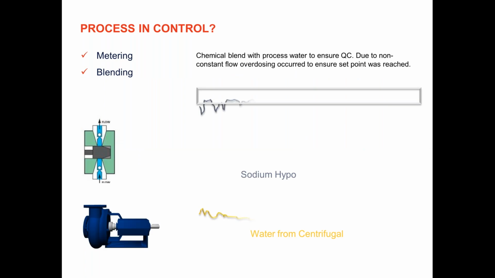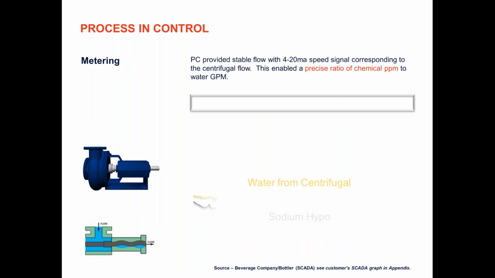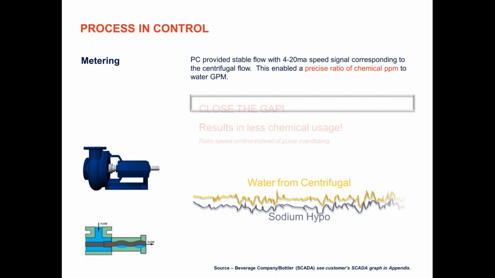Sodium hypochlorite is a good application to talk about. There's a lot of different diaphragm pumps out in the market, and they usually overpulse hypo in order to hit a certain set point and tie it in with a centrifugal pump. When you're overpulsing, you are using more chemical than you need to. By switching to a progressive cavity pump with minimal pulsation and a 4-to-20 signal, you can tie in your centrifugal pump with your hypo pump, a progressive cavity pump, and bring that line closer so they're in sync together. You are using less hypo than needed.